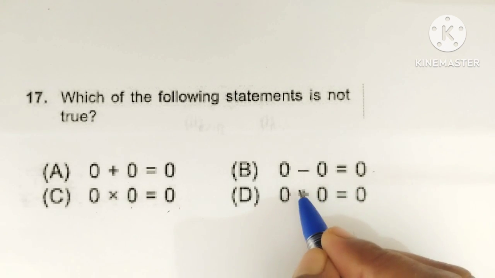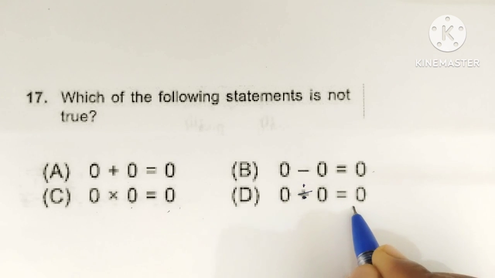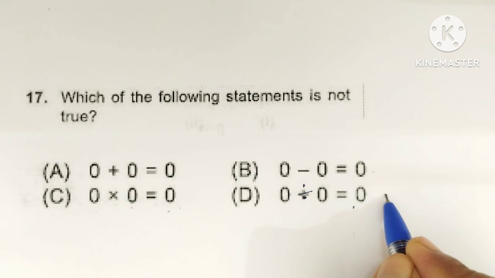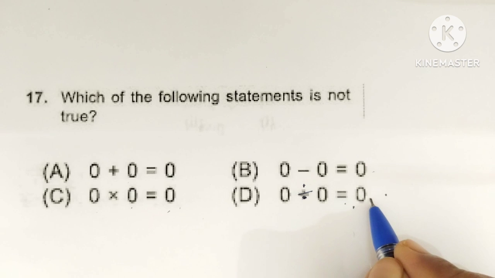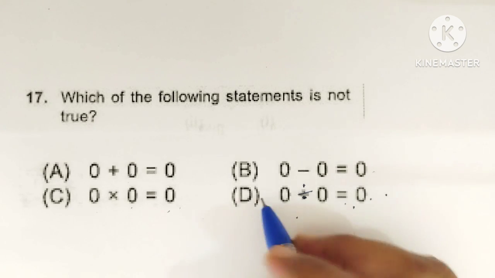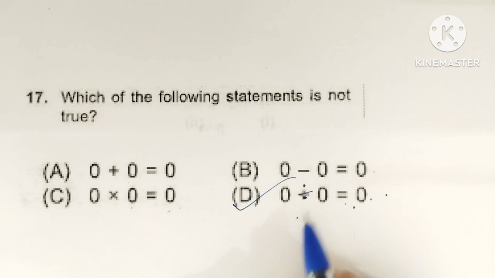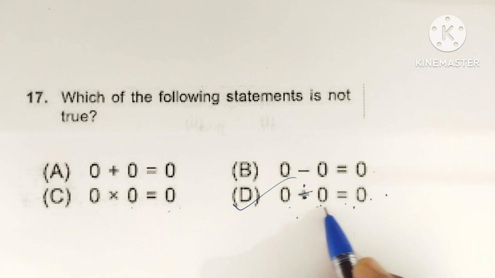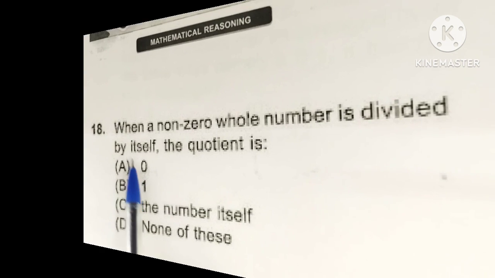And 0 divided by 0 equal to 0. This statement is not true. So, this is the correct option. Why? Because any number divided by 0 is undefined. So, this is the correct option.